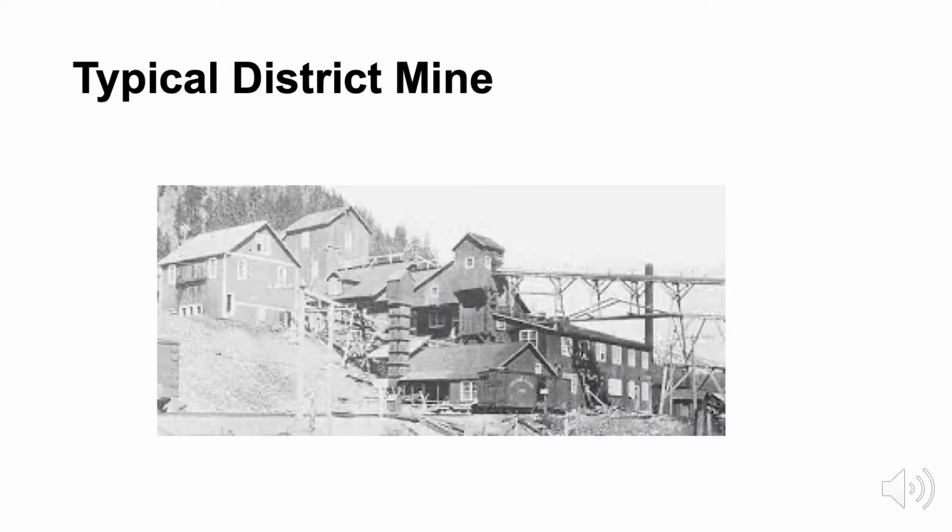A typical mine. They were built on the hillsides. The ore was pulled out of the ground. It was concentrated on the surface. And in the concentration process, a lot of the slag was piled, and it ended up in the river eventually. Some of the mines had smelters where they actually turned the metals into bars.